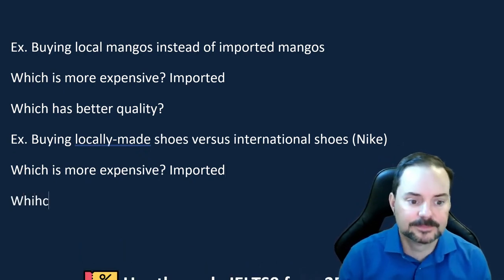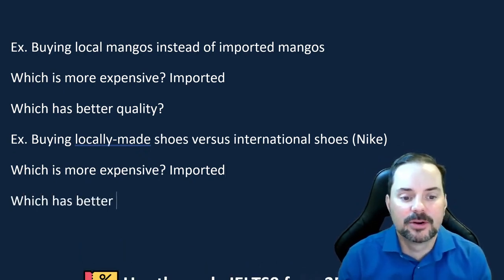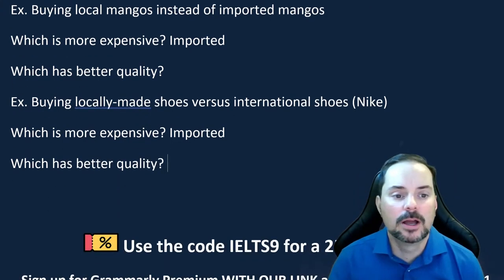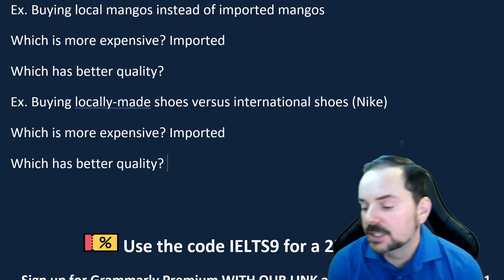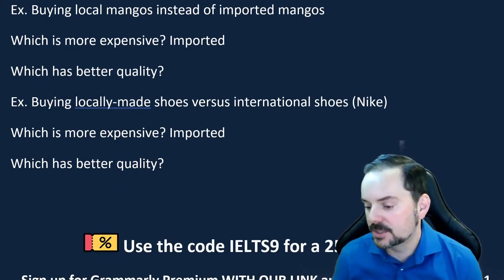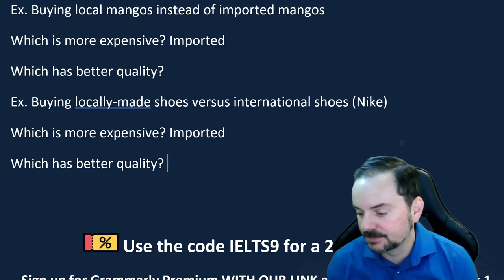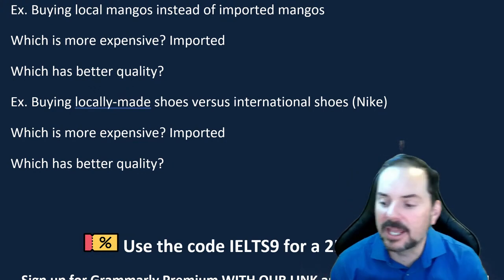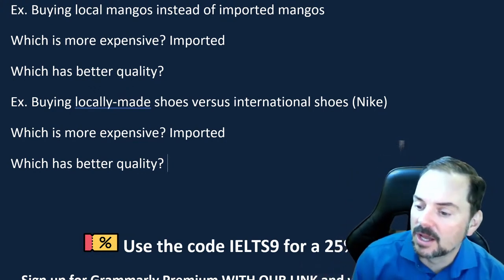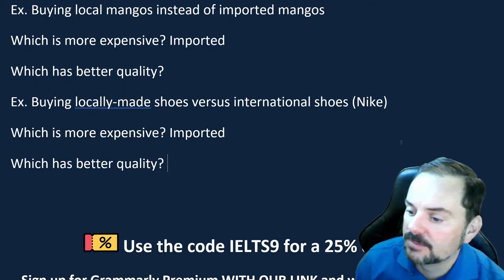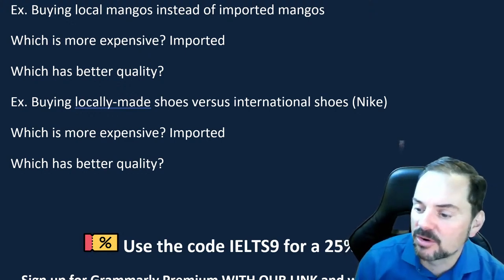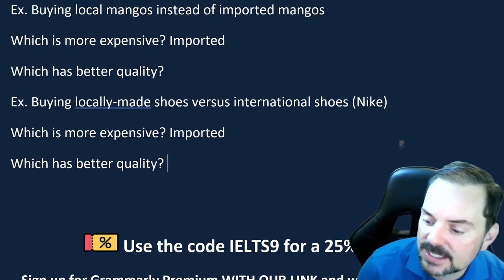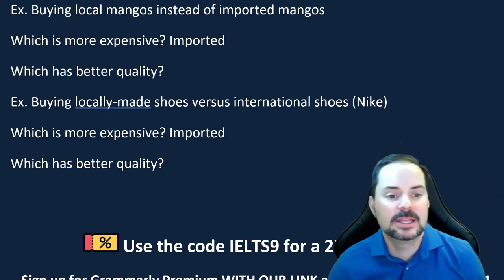Okay. Same question here. Which has better quality? Imported or domestic? Locally made products or imported products? Okay, Uma says local. Adrian, my name brother, says local. Chisum says international. Chayan Kip says both have better quality. Okay. I tend to see that in most places, local seems to be the popular answer.